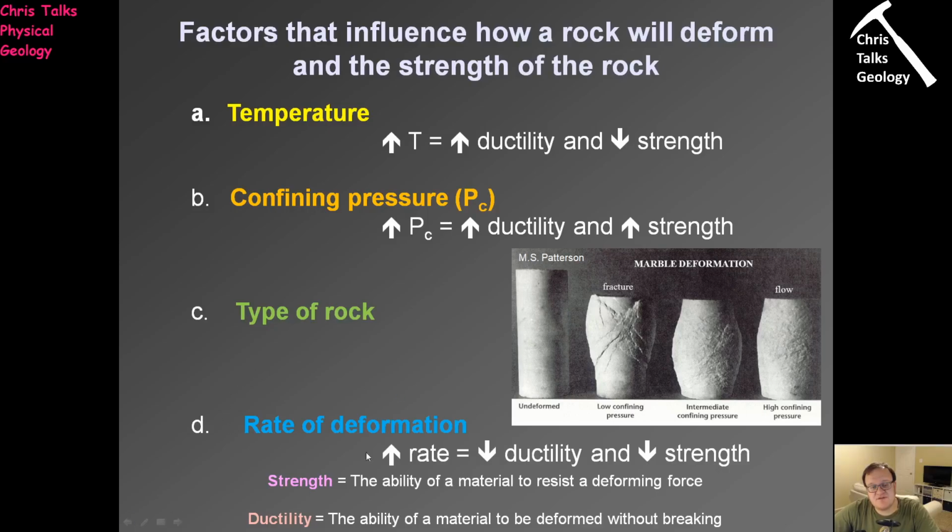And then finally we have the rate of deformation. So the higher the rate of deformation, the lower the ductility and the lower the strength. So that means if you do something slowly, your material has time to accommodate it, so it doesn't break. So the classic example of this is, of course, the famous example of the IKEA chest of drawers over carpet.